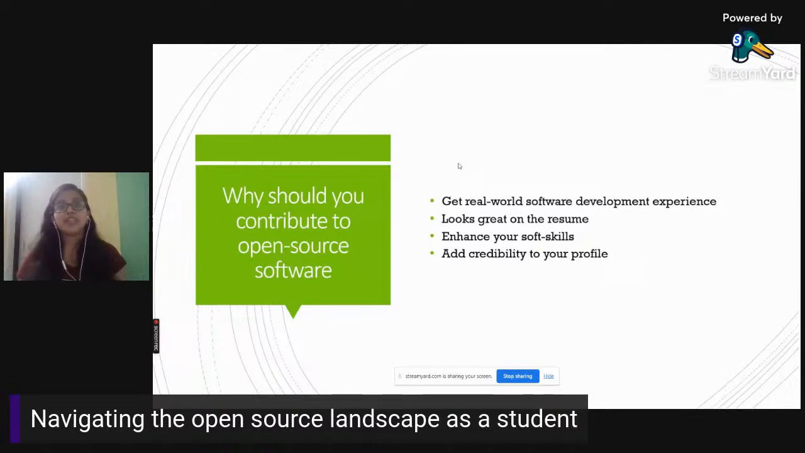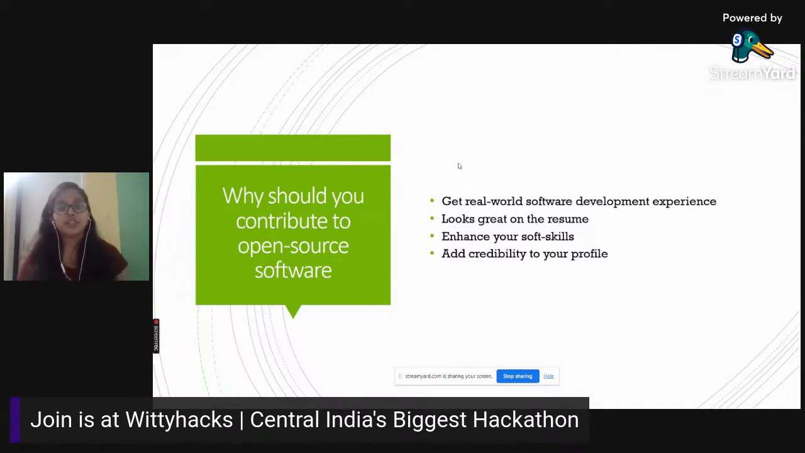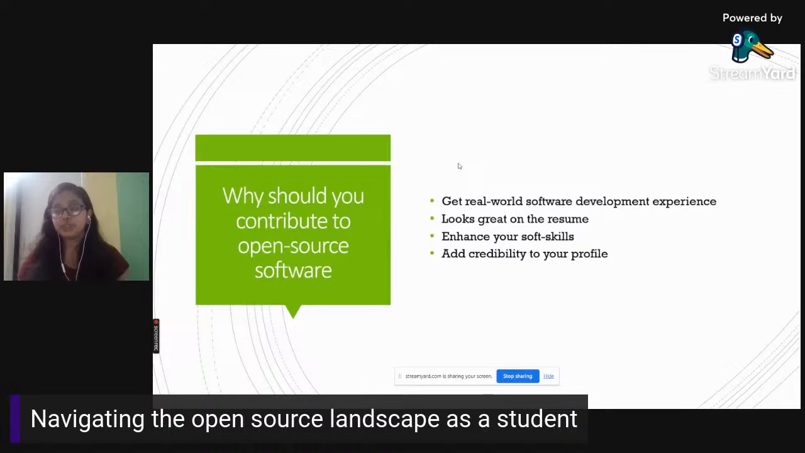Let's say I am saying that I am a good web developer, but when I say that I am a good developer and I've contributed to these web development projects that are used by so many people, it adds credibility, right? So that is another advantage that comes with contributing to open source.